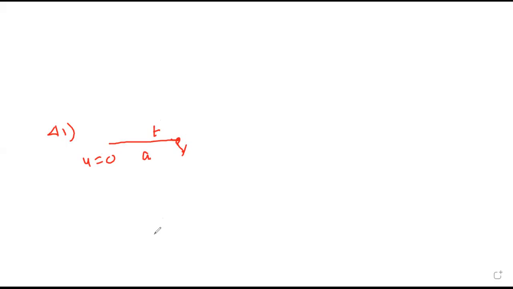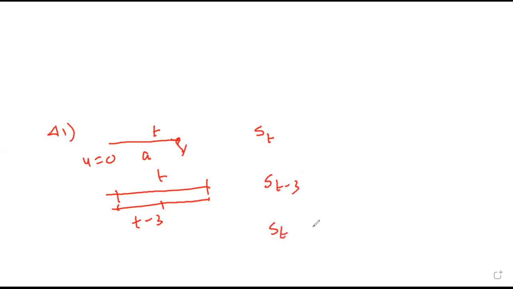What is the meaning of "in last 3 seconds"? Total time minus 3 seconds: t minus 3 seconds will be the last 3 seconds. So if I find the distance covered from the start in t seconds, and the distance covered in t minus 3, then s_t minus s_(t-3) is the distance covered in the last 3 seconds. Is this logic clear? Yes, sir.